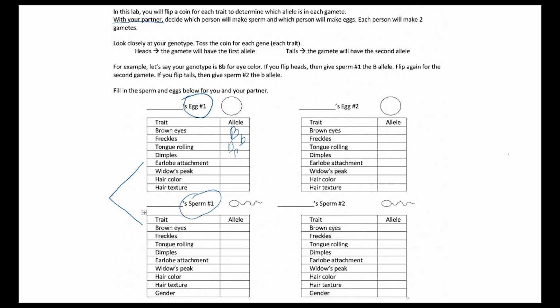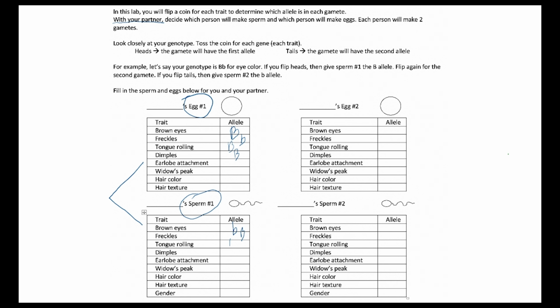And then you're going to do the same thing for every single one on sperm number one. So I flip the coin, I get brown eyes. So let's say I get tails here. So tails is going to be a little b. Freckles, I flip it, I get a head. So that's going to be a big B. And tongue rolling, I flip it and I get a head again. So that one's going to be a big B.